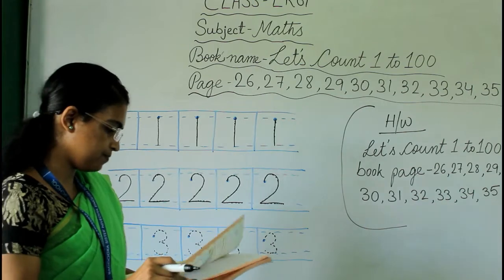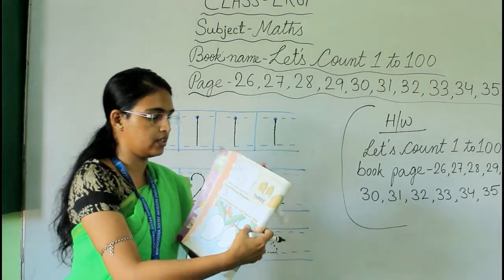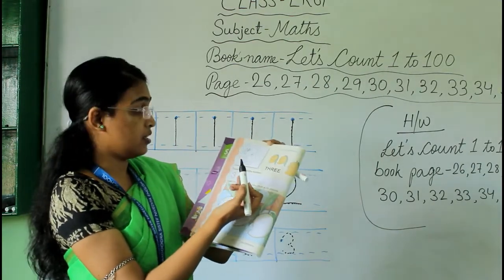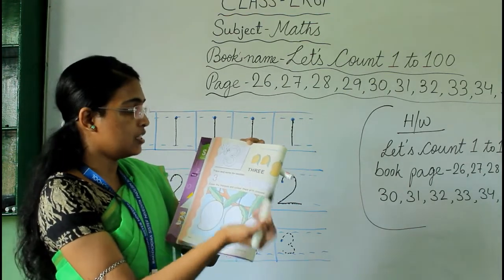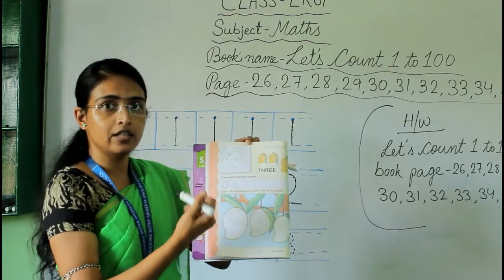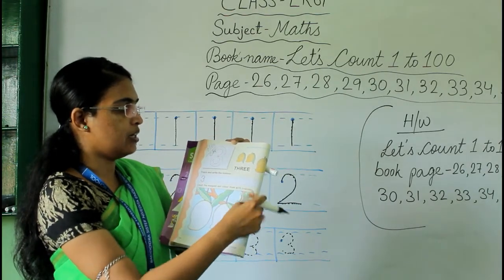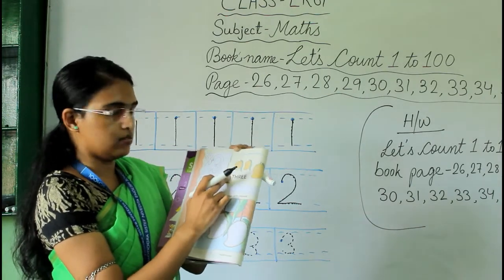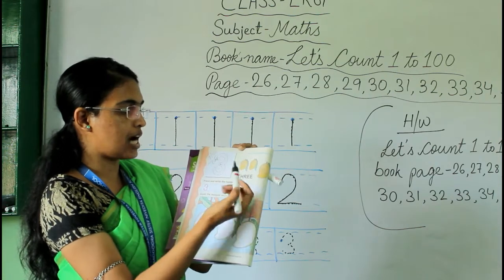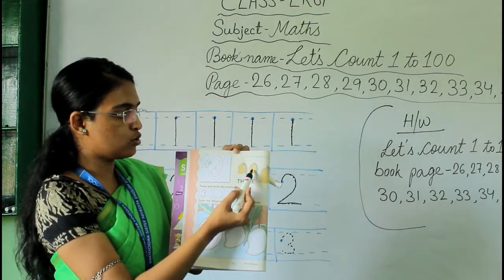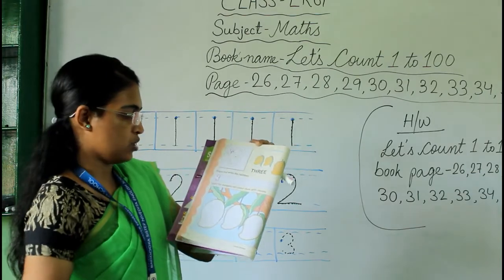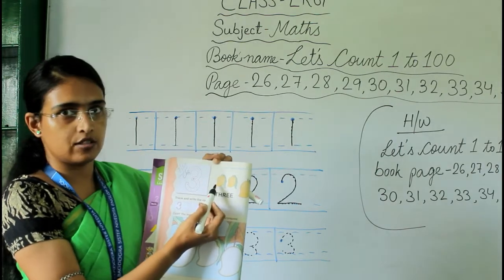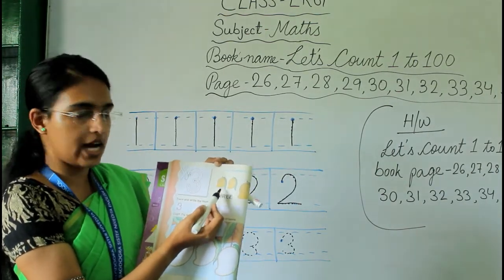Now turn the page and come to page number 30. So which number is this? Yes, it is number 3, right? So what we have to do here? Yes, we have to trace the number. But before that, what are these? Can you say what are these? Yes, these are mangoes. So let's count how many mangoes are there. 1, 2, 3. 3 mangoes. So which color? The mangoes are in which color? Red? No, it is yellow color, right?